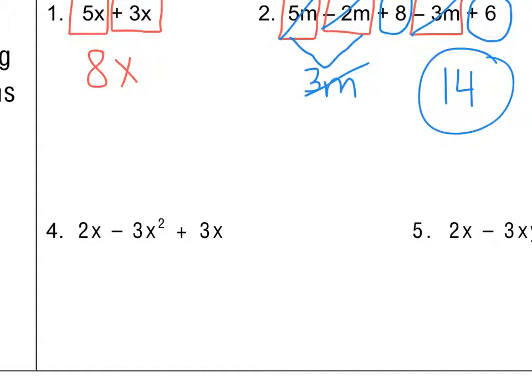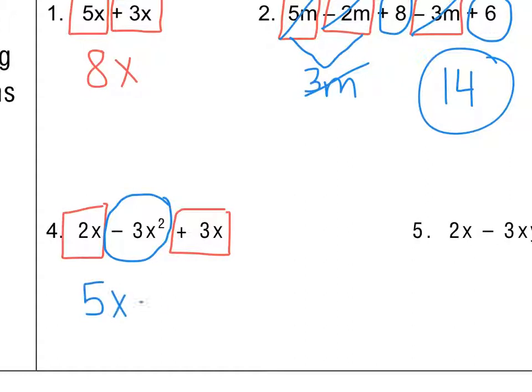Okay, so on number 4, we're going to combine our like terms. This is the first time we're really having to work with the exponent. So we have a positive 2x and a positive 3x, and then we have a negative 3x squared. Because of that squared exponent, they're not like terms. So our answer is positive 2 and positive 3 combined to 5x minus 3x squared.